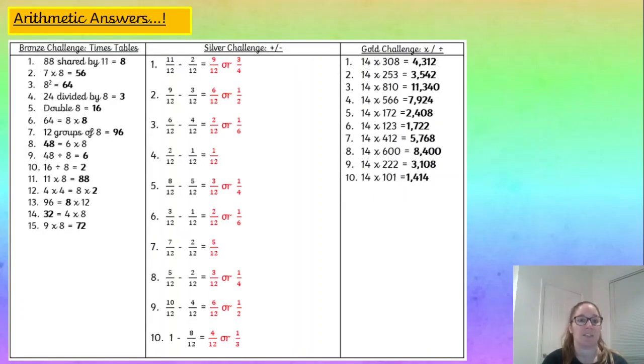Okay, so here are the answers, and you can see for silver, like yesterday, I've simplified some of the answers for the fractions, so don't worry if you haven't got the simplified answer. Still give yourself a tick if you've got 9/12 rather than 3/4.